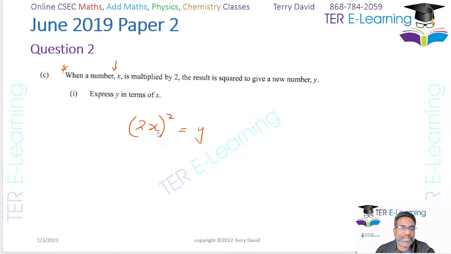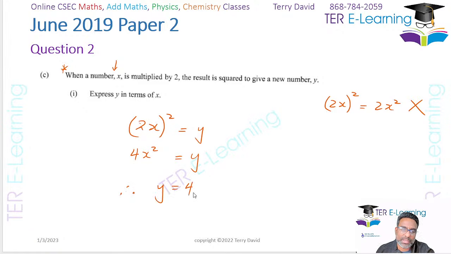Now, if I square 2x, please don't go in the exam and write this. Some students do this. When you have to square this, some students will say, oh, this is 2x squared. If you do that, you'll get that wrong, right? What we have to do is to square the 2, and we have to square the x. So when I square this 2 here, I'm going to get 4. When I square the x, I'm going to get x squared, and this is going to be y. Now they said express y in terms of x, so I'm just going to reverse it. I'm going to say y is equal to 4x squared, right?